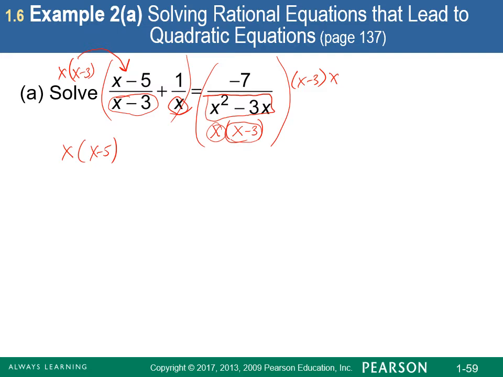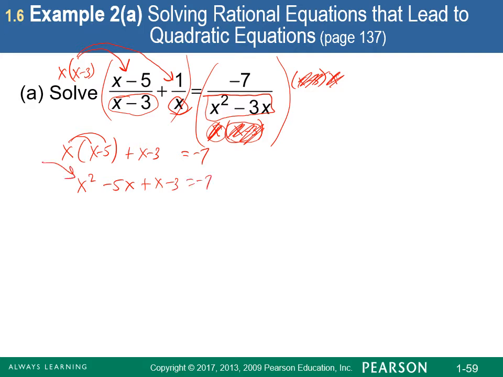Over here, I'm going to draw my arrow so I'll remember this is what I'm doing. The x in the bottom and the x in the front are going to cancel, and we'll have a 1 times x minus 3, which is just x minus 3. And then on the right, you don't need to do that because there's not a plus sign. We just mark out the x's, mark out the x minus 3's, and the only thing left is the negative 7. So this becomes an x squared minus 5x plus x minus 3 equals negative 7.